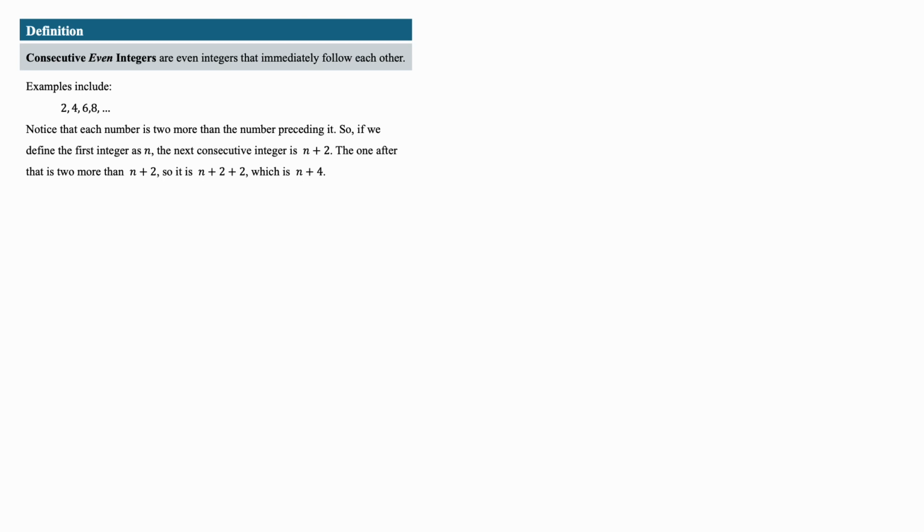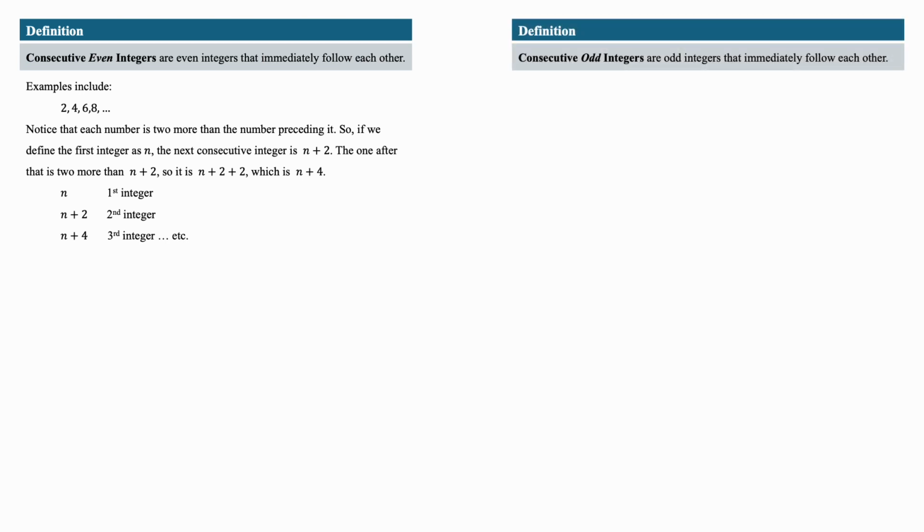So if we define the first integer as n, what do you think the next integer is going to be? It's going to be n plus 2. The one after that is 2 more than n plus 2, so it's going to be n plus 4. So n is the first integer, n plus 2 is the second integer, and n plus 4 is the third integer, and so on and so forth.